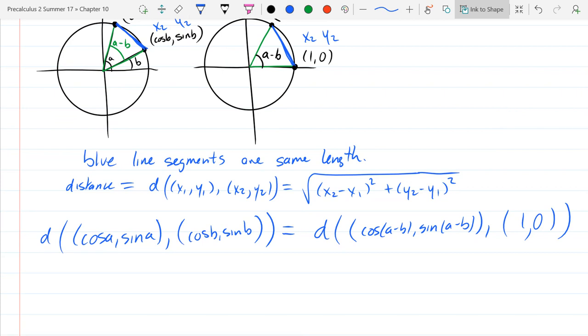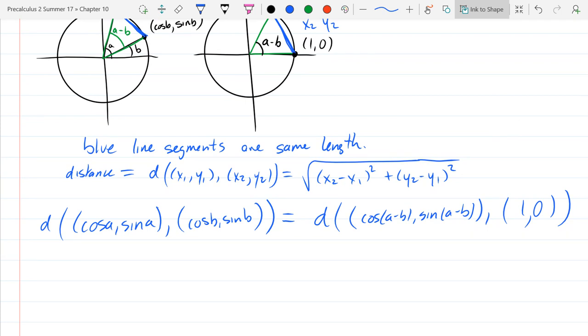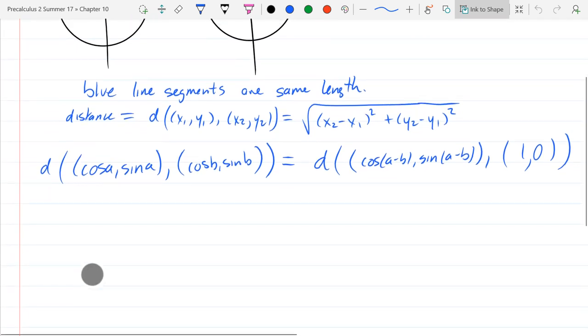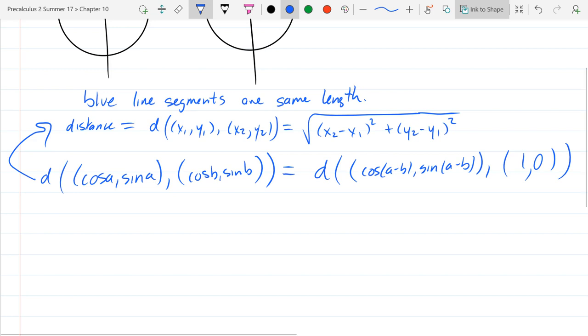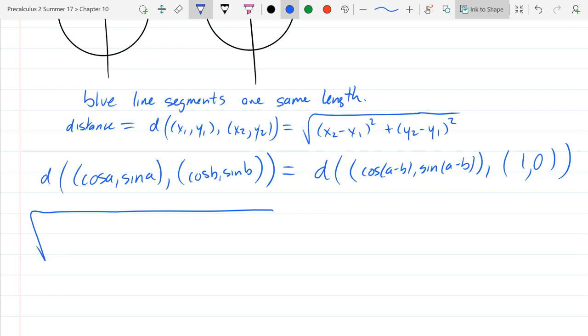Square roots are not terribly fun. So what we're going to do is go ahead and square both sides, and we won't have a square root. We can square both sides in a future step. We don't have to do it at this moment. So now I'm going to use the distance formula right here. There's going to be some big square roots. Let's see. X2, so this x2 right there, cos b.